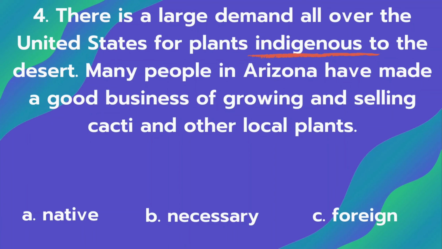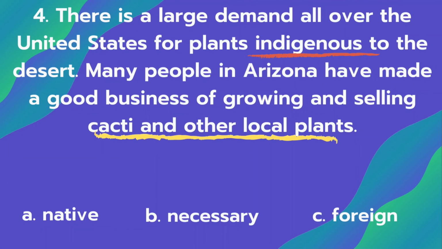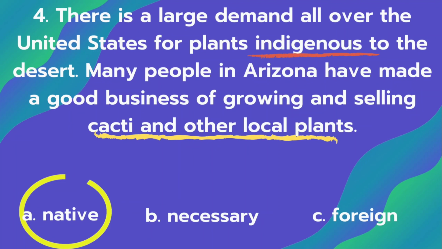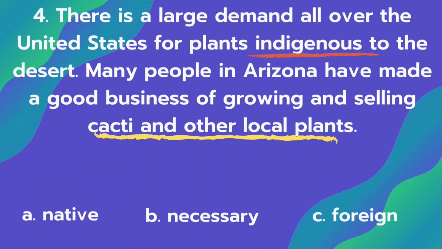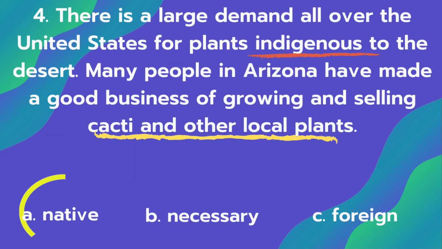Number 4. There is a large demand all over the United States for plants indigenous to the desert. Many people in Arizona have made a good business of growing and selling cacti and other local plants. What does indigenous mean? A. Native, B. Necessary, C. Foreign. The answer is A. Native. The sentence contains clues like cacti, which is an example of a desert plant, and the synonym local.